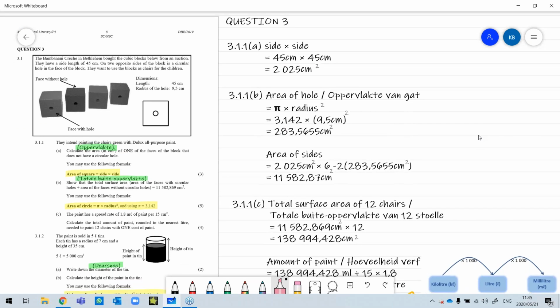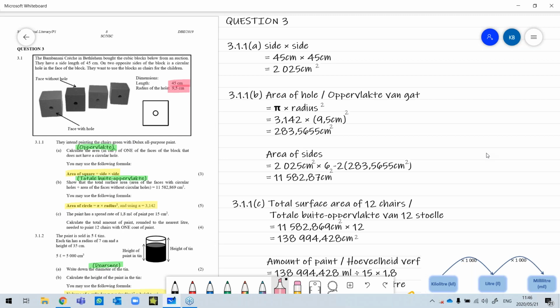Okay, let's see how far we can get with question 3 with the remaining time. Question 3.1. The Bambanani creche in Bethlehem bought the cubic blocks below from an auction. They have a side length of 45 centimeters. On two opposite sides of the block is a circular hole in the face of the block. They want to use the blocks as chairs for the children. So they give you the dimensions over here, the length of 45 centimeters and the radius of the hole as 9,5 centimeters.